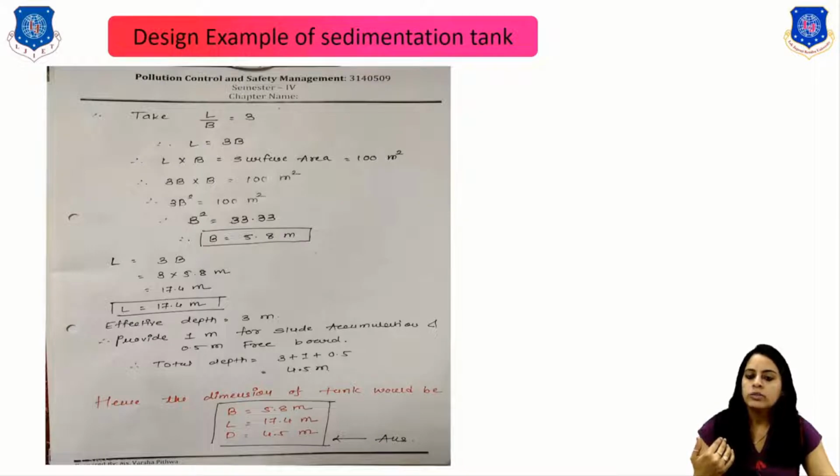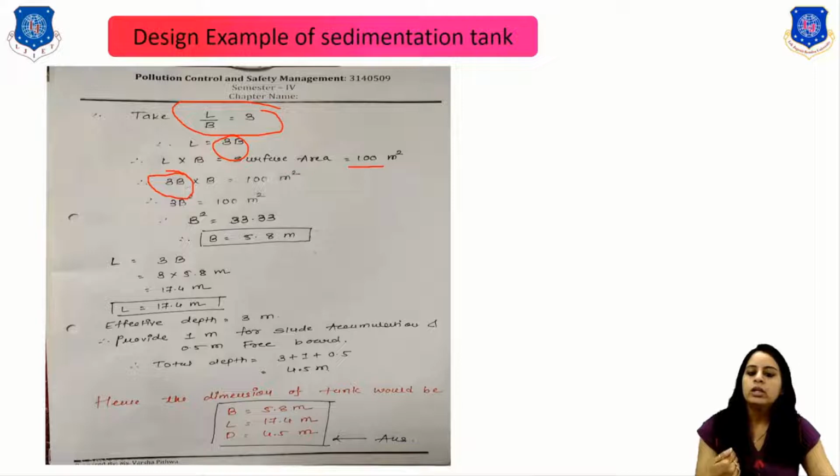Now we take the L to B ratio as 3, because the effective depth is equal to 3. So we can write L is equal to 3B. Here L into B is equal to A, area is equal to L into B. Since L is equal to 3B, replacing L with 3B, we get 3B into B, and the area is equal to 100 meter square.